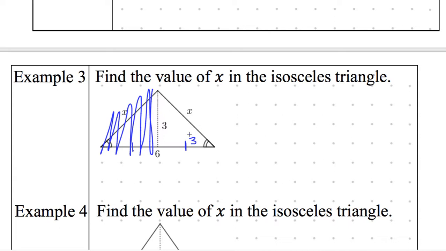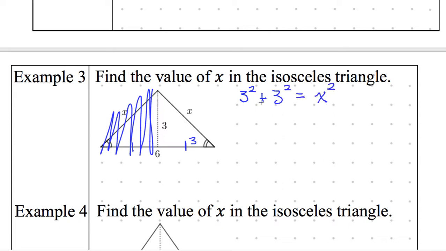Alright, so once I have my right triangle, I'm going to basically disregard this left-hand side and only deal with this right-hand side. I know that I have a 3 and a 3 and an x, so use the Pythagorean theorem again. The Pythagorean theorem says leg squared plus leg squared equals hypotenuse squared. 3 squared plus 3 squared is equal to hypotenuse, which is x, squared.